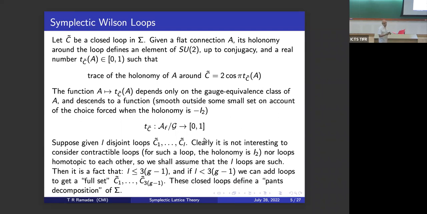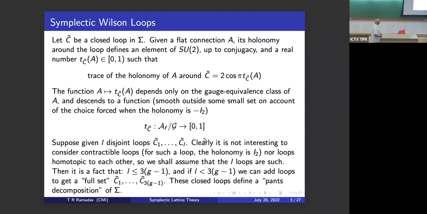There is some non-uniqueness when the holonomy is minus 1, and you don't care because that happens on a very small set. So we will just arrange that this function takes values in the open interval 0, 1.